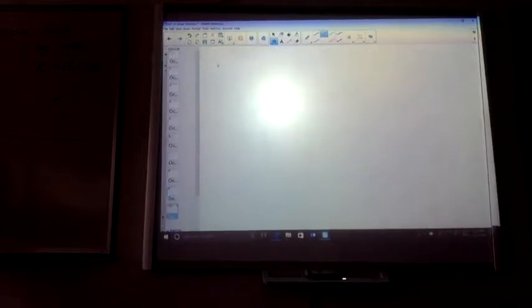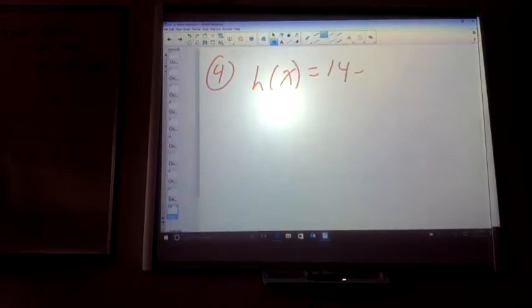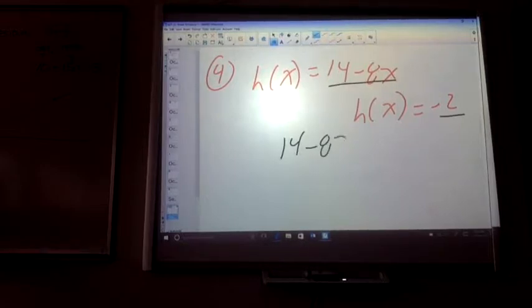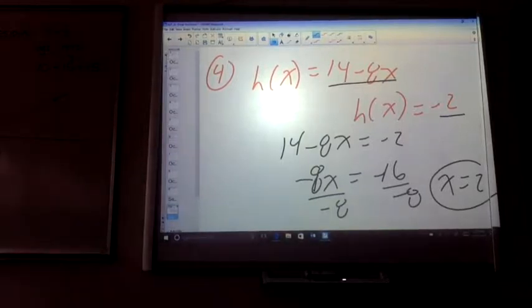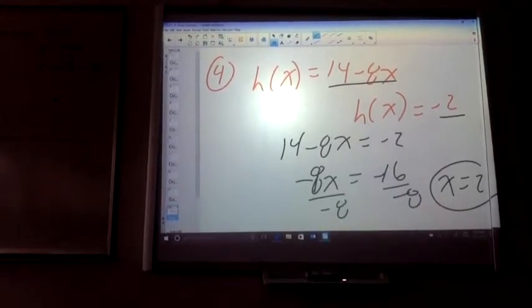Okay. And then like number 4, they tell you that h(x) is equal to 14 minus 8x, and they tell you that h(x) is equal to negative 2. So again, you have the exact same h(x), so this is going to be equal to this. And then solve it. So subtract 14 from both sides, and then divide both sides by negative 8. That's all you had to do. So they looked a lot harder than they were, but it's just recognizing how the functional notation works out.